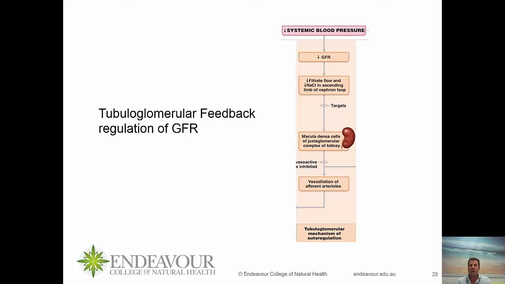The other one we talked about was tubuloglomerular feedback, again intrinsic to the kidney, autoregulation. With a decrease in blood pressure, we have a decrease in GFR. If we have a decrease in GFR, the rate of flow of filtrate through the ascending limb of the loop of Henle is going to go down. The macula densa cells can sense that change in flow rate, and when there's a decrease in flow, we have vasodilation of the afferent arterioles. That's going to return our GFR back to normal in response to that initial decrease in GFR.